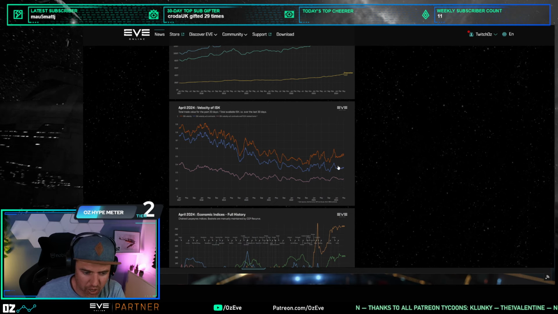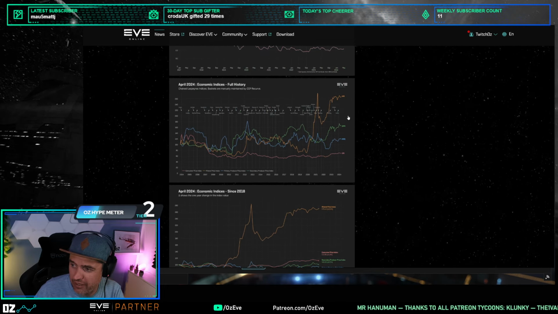We are seeing a slightly positive trend in the velocity of ISK, right? So there is more action going on in the game. There's more ISK, and every single ISK is traded more times than it used to be, but compared to historic values, this is still quite low. Every ISK exchanges hands only 0.5 times a month, right? So every ISK on average exchanges hands every other month, which is not high compared to historic values.